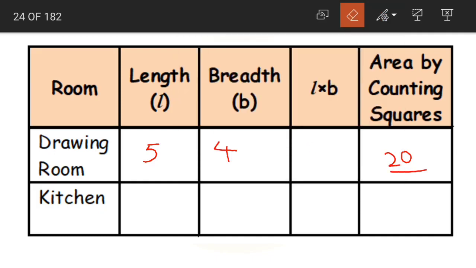Now if you look at this column, this is saying L into B. What does that mean? That means we have to multiply the length and breadth. Length is 5 and breadth is 4. So 5 into 4 is equal to 20. Now what are you observing here, children? These two columns are the same. L into B is equal to the area that we got by counting the number of squares.